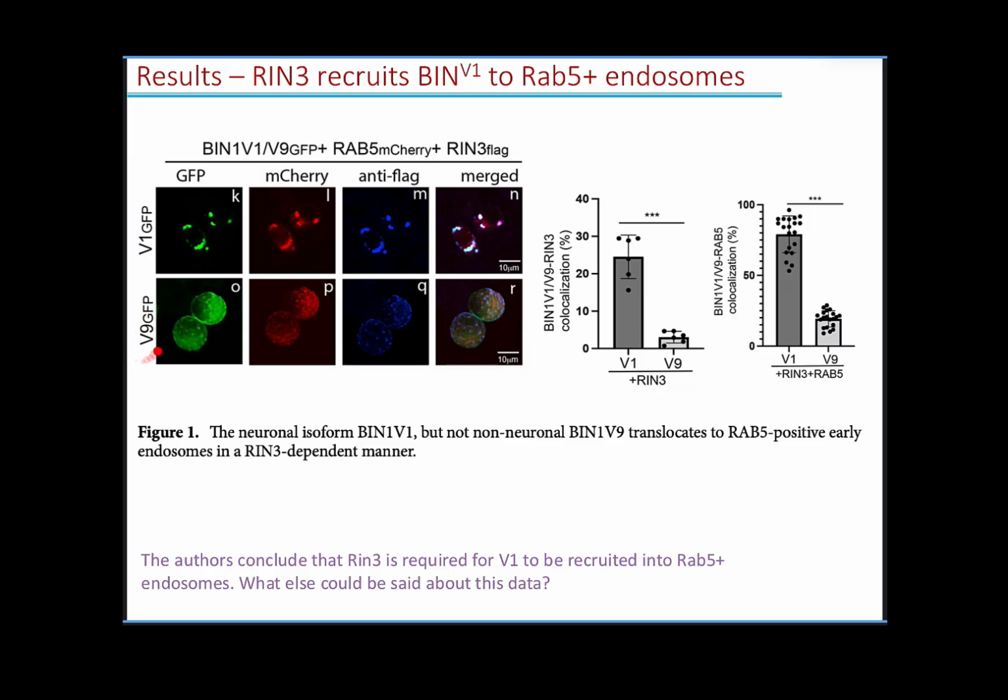But when they express V9, everything seems to be scattered around. It's much more diffuse. They say it's cytoplasmic. All of these things tend to be membrane bound one way or another, so it may simply reflect a diffuse staining on the cell membrane rather than necessarily in the cytoplasm. Okay.